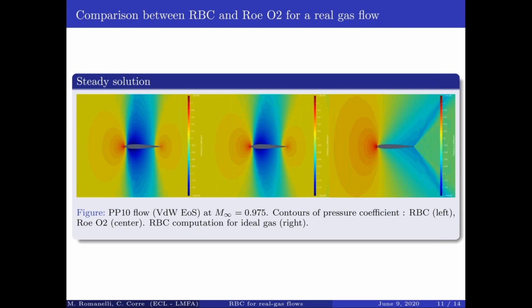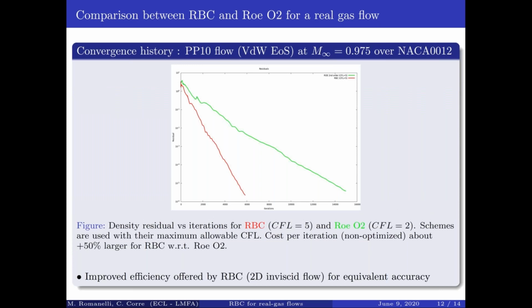So accuracy is fine, and regarding efficiency, again, I'm showing on the next slide the convergence to steady state obtained using the maximum allowable CFL numbers, respectively 5 for RBC and 2 for Roe. And again, we were quite pleased. I'm not showing the first order result here because I actually lost it, but we were pleased with the improved efficiency of RBC, keeping in mind we still have an overcost per iteration.